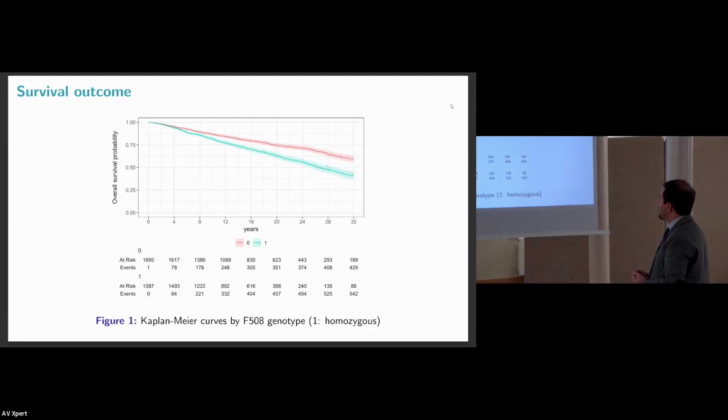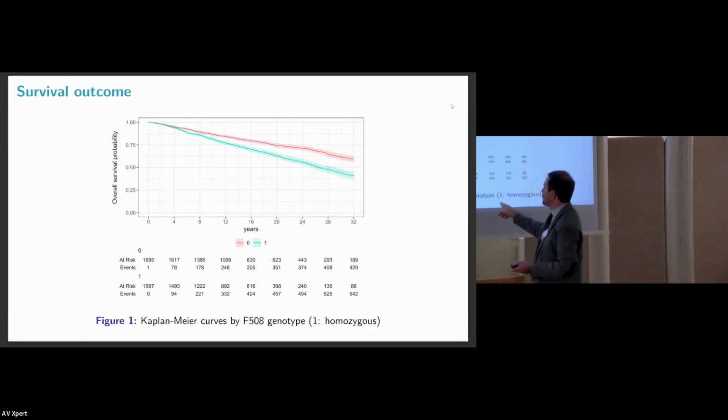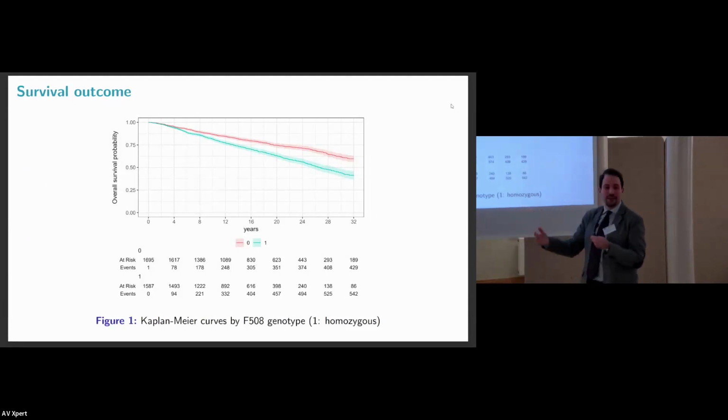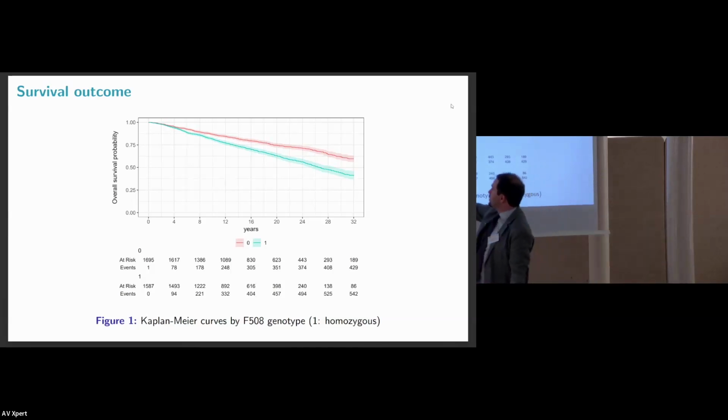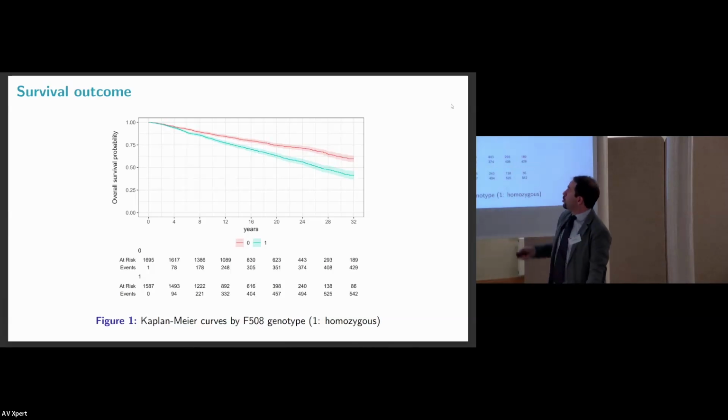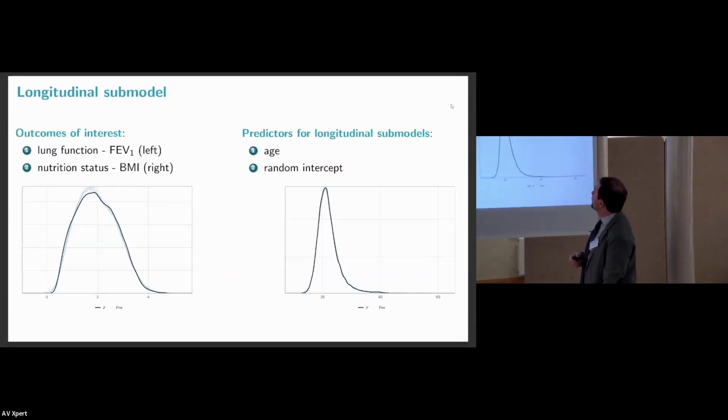These, in my case, are the Kaplan-Meier curves by genotype. I took this information as binary, so whether they are homozygous or not, and also show the numbers of people at risk at the start. This goes over time. Again, here I'm presenting a very simple model where my two outcomes of interest are FEV1, which is measured in liters.